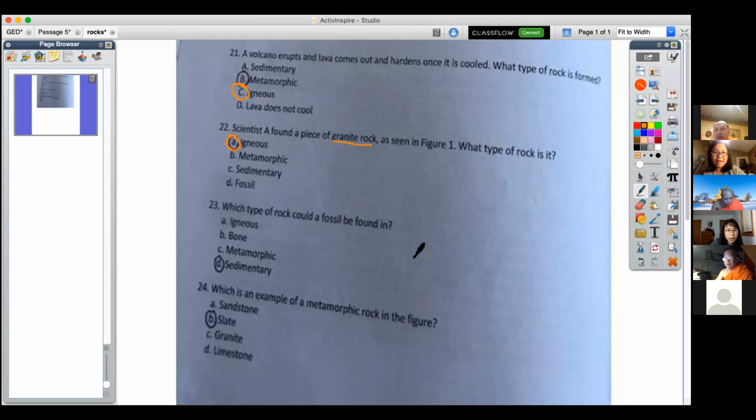Okay. So which one is a fossil now? Fossil. Which type of rock could a fossil be found in?